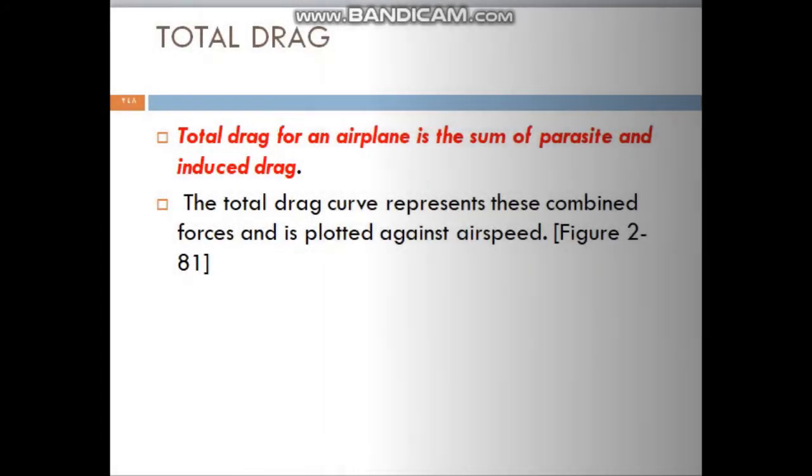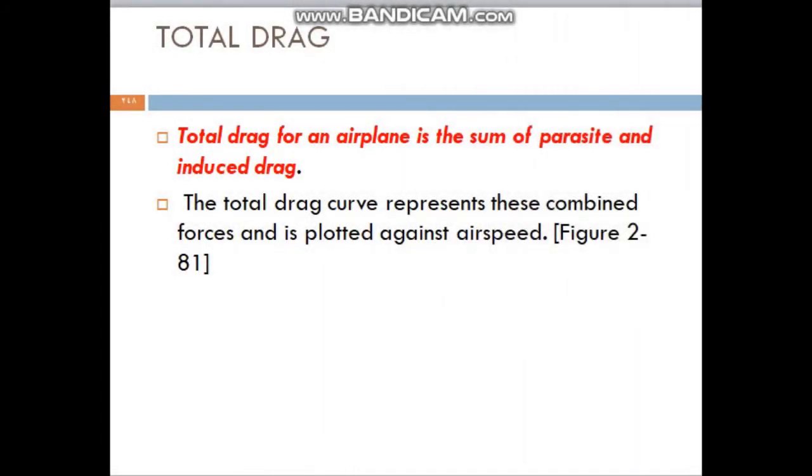Total drag is not a type of drag, but it's a calculation of both the induced drag and the parasite drag. The total drag for an airplane is the sum of parasite and induced drag. The total drag curve represents these combined forces and is plotted against airspeed.